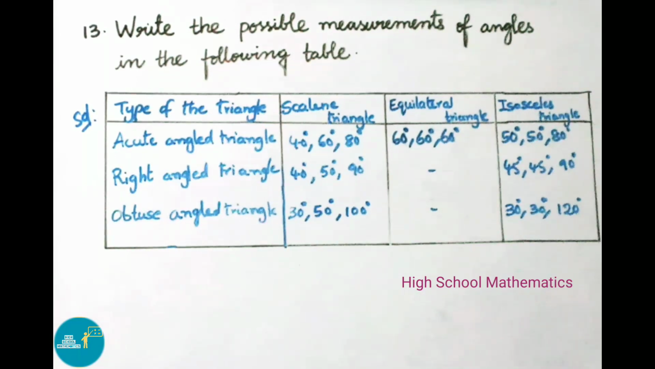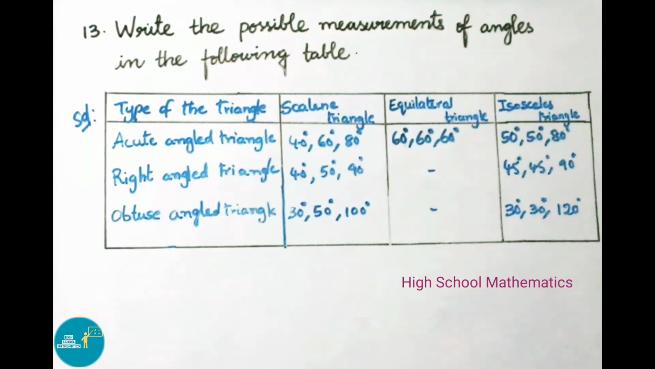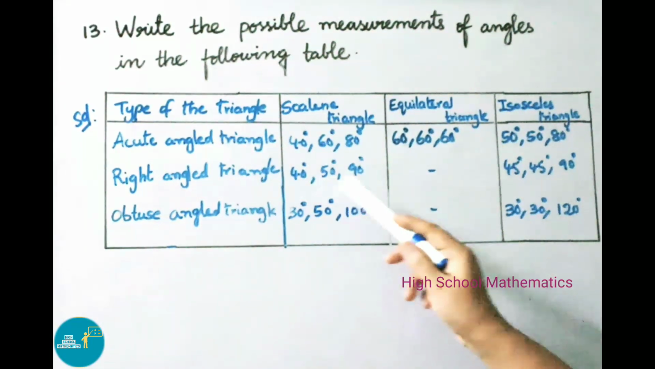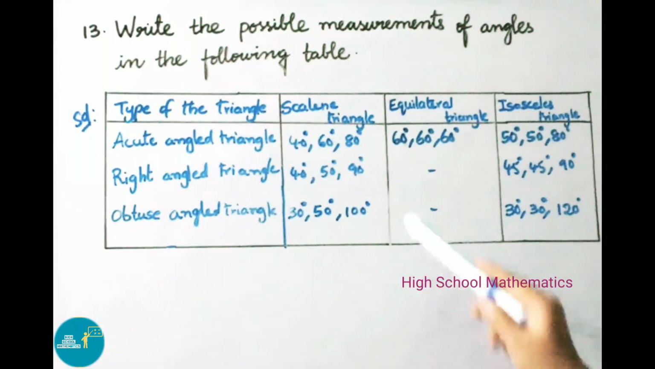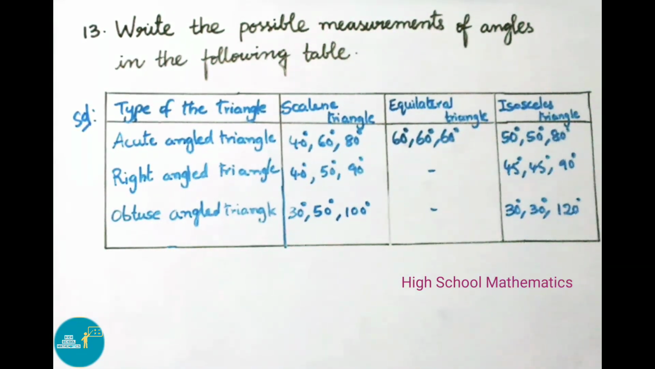See now next one, right angled triangle. Right angle triangle means one of the angles must be a right angle, that is equal to 90 degrees. Scalene triangle, all three angles must be different. So here we have written 40 degrees, 50 degrees and 90 degrees. Here all three angles are different, so it is a scalene triangle. One of the angles is 90 degrees, so it is also a right angle triangle. See next one. For equilateral triangle there are no such measurements. Next see isosceles triangle. In an isosceles triangle two angles must be same. Right angle means one angle should have 90 degrees. So we have written here 45 degrees, 45 degrees and 90 degrees.